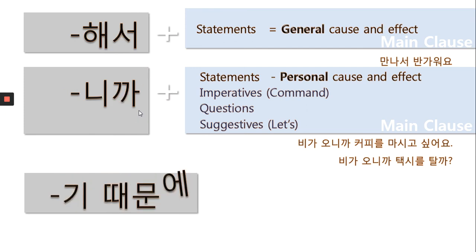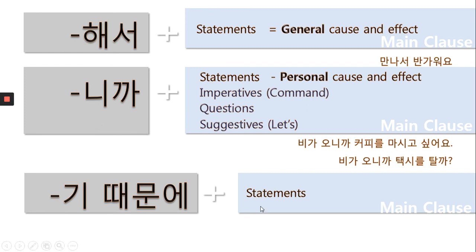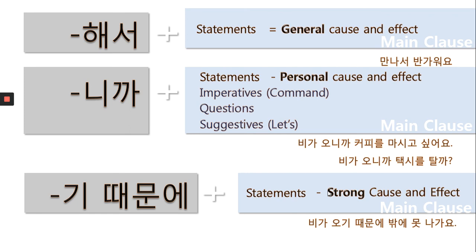How about 기 때문에? 기 때문에 is also because. 기 때문에 also takes a statement. Okay? So the meaning is slightly different. 기 때문에 is a strong cause and effect. So that means when something causes something, the result must happen. Okay, so the relationship between cause and effect is very, very strong. That is 기 때문에. But as I said, it's also very hard to judge. Okay, 비가 오기 때문에 밖에 못 나가요. 네.